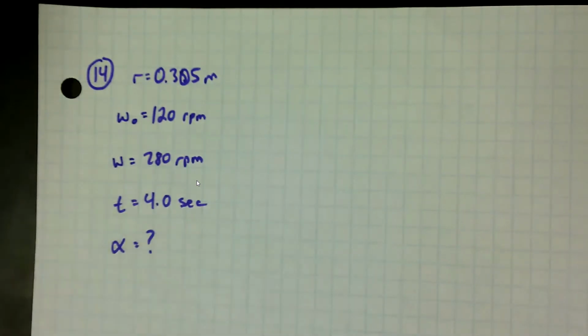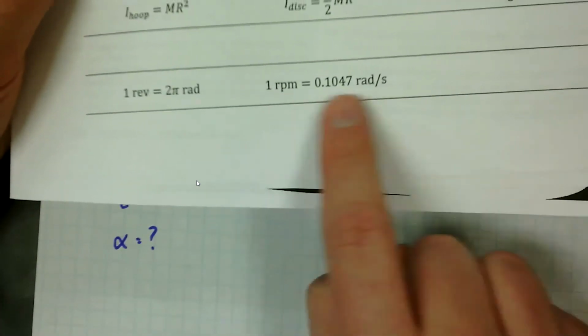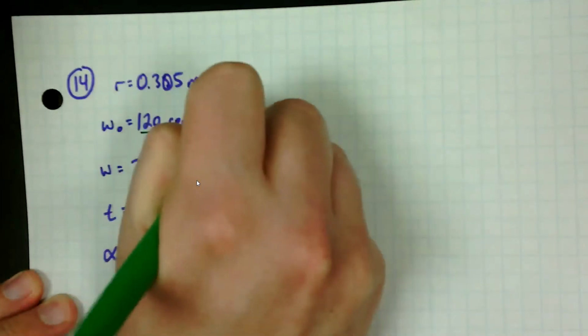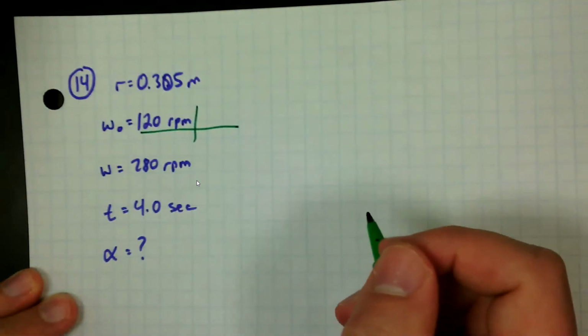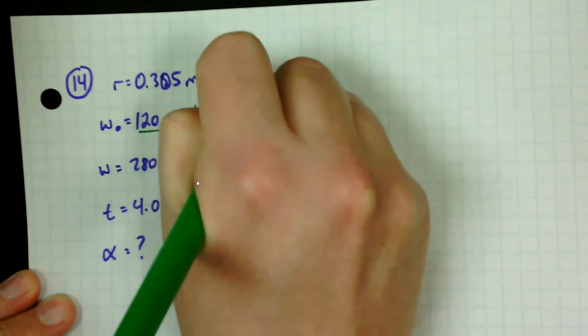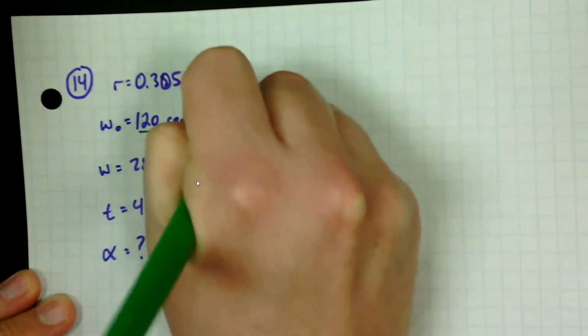So again, this is the bottom of your equation sheet. I've got the RPM to radian per second conversion right here. So 120 RPMs, we're going to say that there's 0.1047 radians per second in 1 RPM.